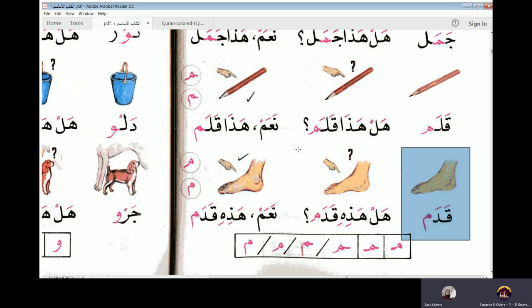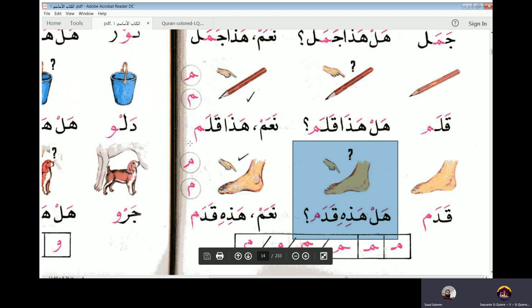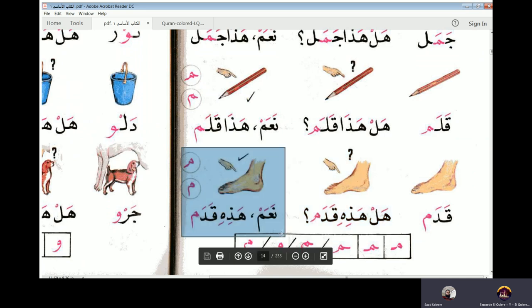Qadamun? No. Oh, that's car, right? Car? Yes. Qadamun, qadam. Correct. A foot. Good. Hal hadihi qadamun? Is this a foot? Naam. Hadihi qadamun. Yes, this is a foot.